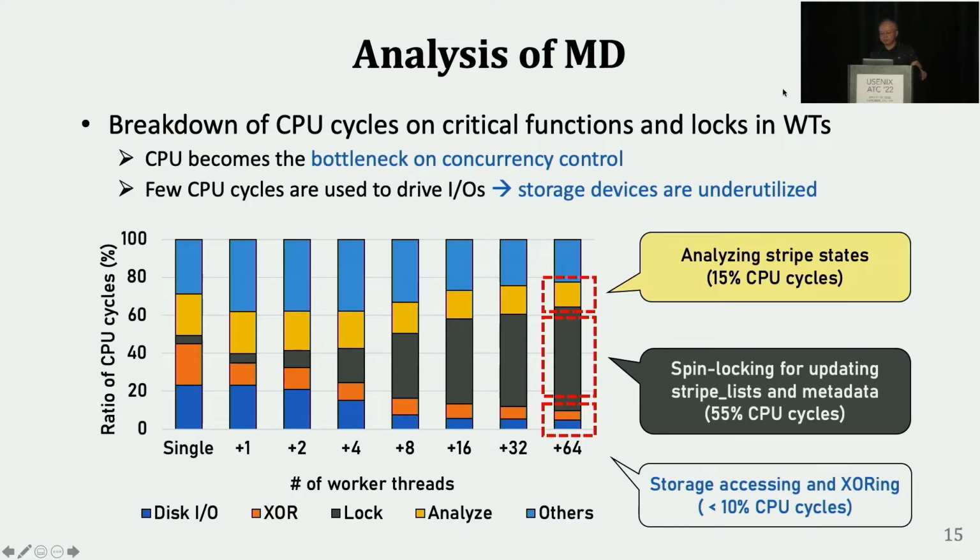So in conclusion, while MD provides more CPU resources by enabling the multi-worker mechanism, fewer CPU cycles are used to drive IOs. Therefore, fast storage devices are not fully utilized, as we suspected.